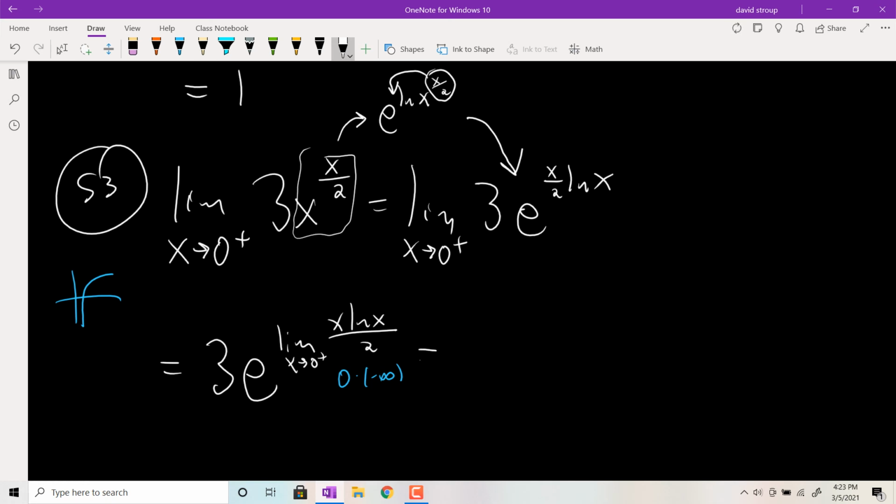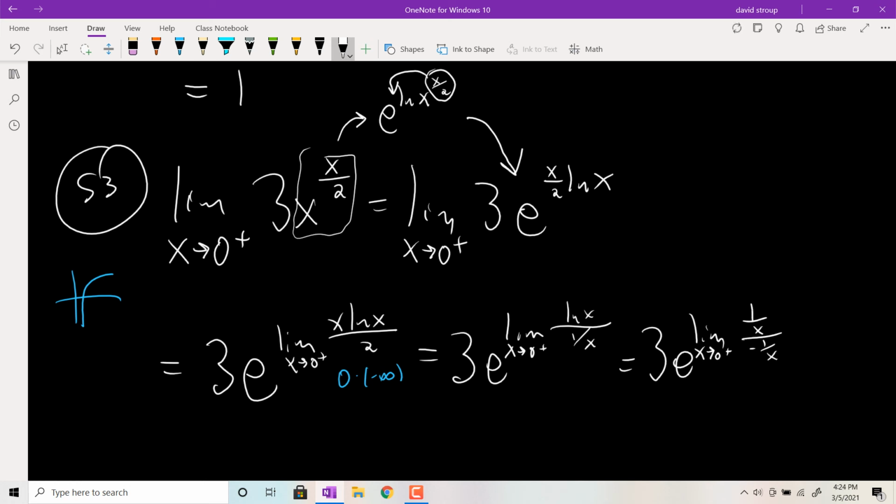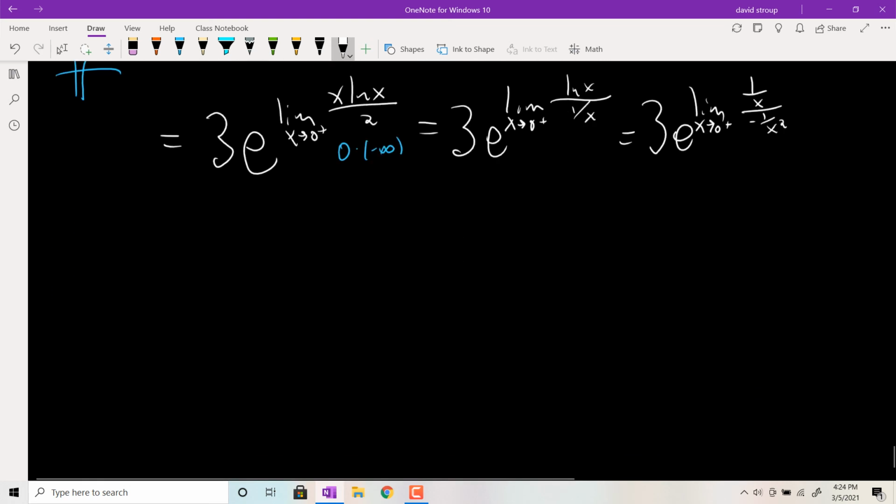You can remedy that by doing a complex fraction and then doing L'Hopital's. So let's do that. I have ln of x all over 1 over x. Then I could do the L'Hopital's. 3e to the limit as x goes to 0 from the right of 1 over x all over negative 1 over x squared. Then that will be 3e to the limit as x goes to 0 from the right of negative x squared over x, which is just negative x.